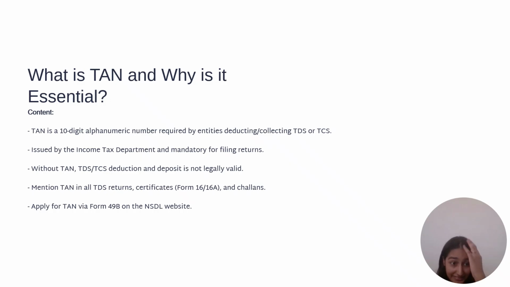Why is TAN essential? TAN is a 10 digit alphanumeric number which is required for an entity to deduct tax at source. If an assessee deposits and collects tax without having TAN, then it will not be considered legally valid. It is issued by the Income Tax Department and is mandatory for filing returns. To apply for TAN, we need to file Form 49B on the NSDL website.